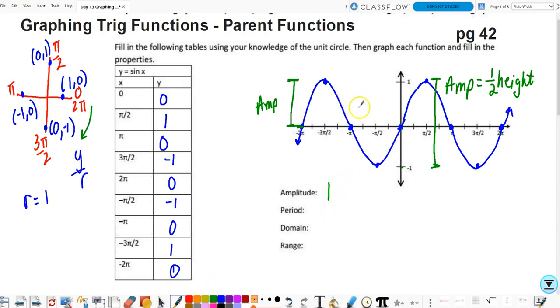Period is one rotation of the pattern, or one rotation around the circle. So if I see here, we go middle, maximum, middle, minimum, middle. That's one full wave, one full rotation. So from the start to the end of the rotation is the period, that length here, and that length is 2 pi.